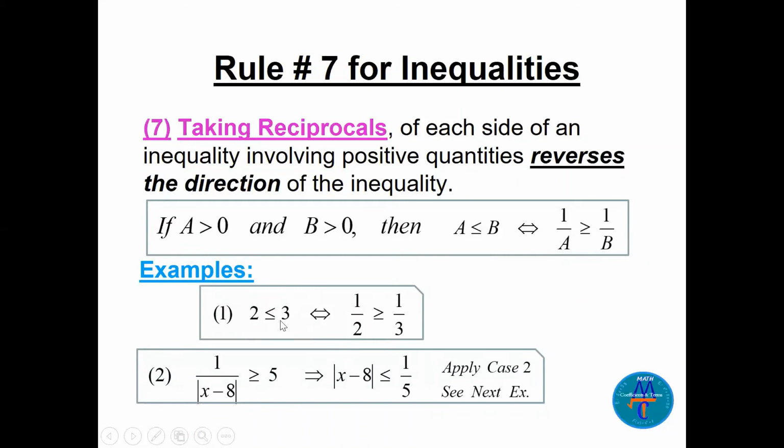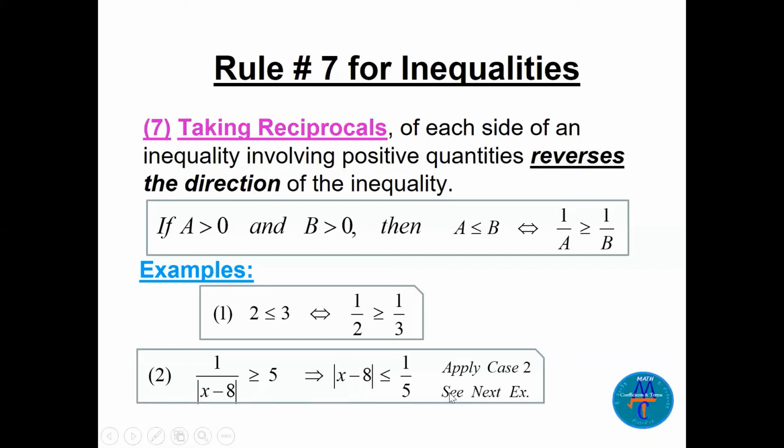2 is less than or equal to 3, correct? Yes. Positive, positive, yes. Take the reciprocal: 1 over 2 is greater than 1 over 3. Also this one here, we have 1 over absolute value x minus 8, example 2, greater than or equal to 5. Not easy to solve. Positive, yes. 1 is positive, the absolute value is positive, 5 is positive. Take the reciprocal, change the sign, so greater than becomes less than. Now this is easy to do, so we can apply case 2.